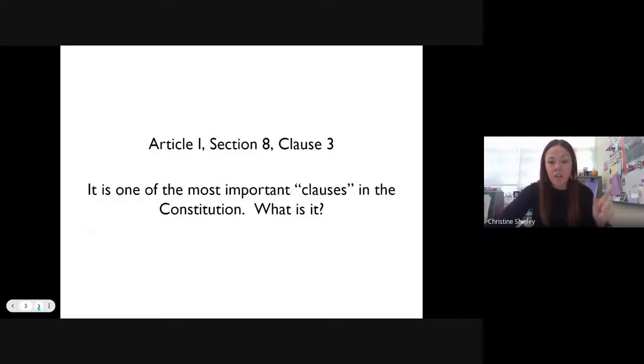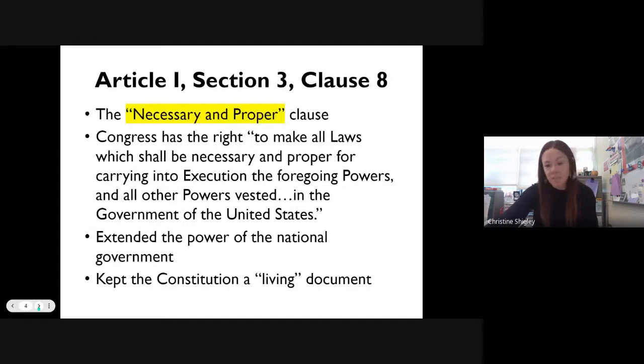Article 1, Section 8, Clause 3 is one of the most important clauses in the Constitution. This is one of the only ones that you should know by article, section, and clause. That would be the necessary and proper clause. It states that Congress has the right to make all laws which shall be necessary and proper for carrying into execution the foregoing powers and all other powers vested in the government of the United States. So basically they can make a lot of laws that are not already within their specified powers, but that would help them carry out their specified powers.